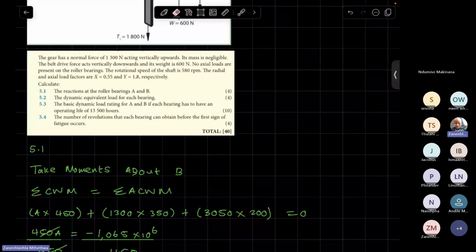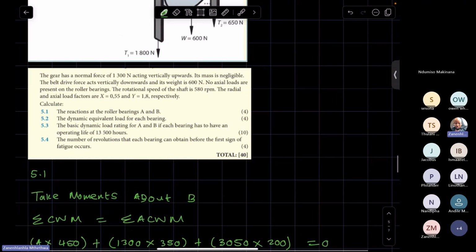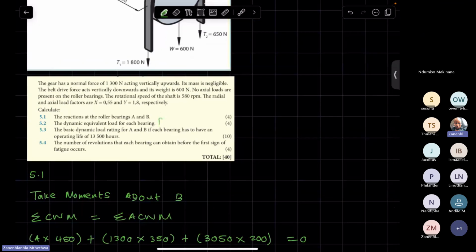Right. Now let's look at the next question. 5.2 calculates the dynamic equivalent load for each bearing. So that is essentially PR. They are looking for PR, the dynamic equivalent radial load. They sometimes just say calculate the dynamic equivalent load.